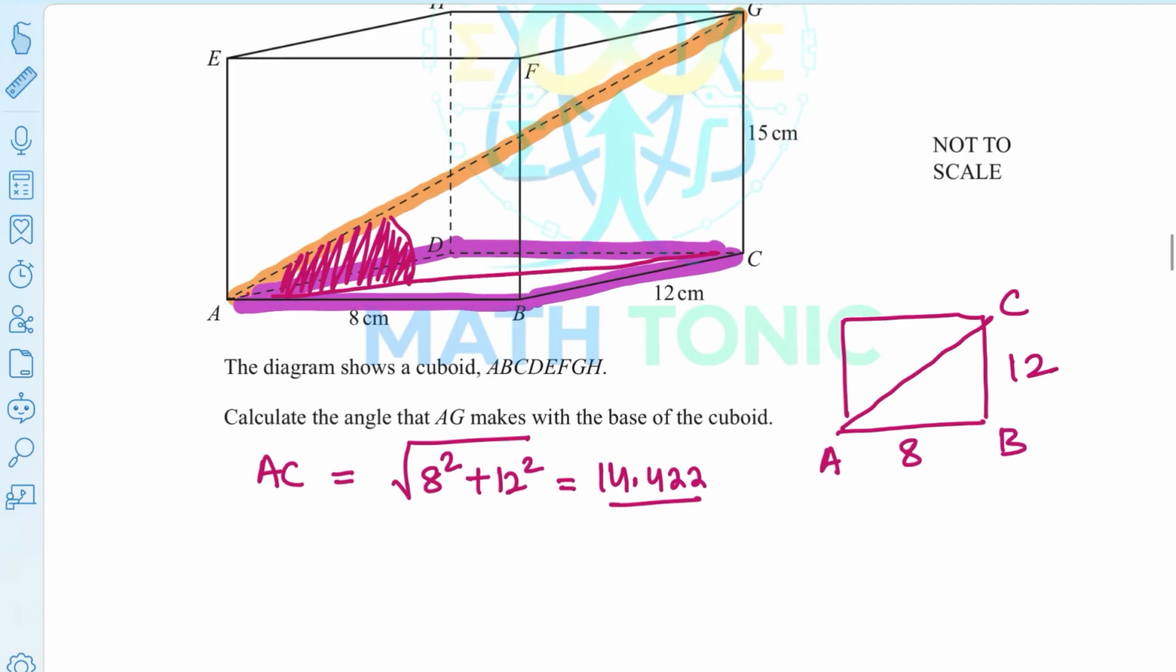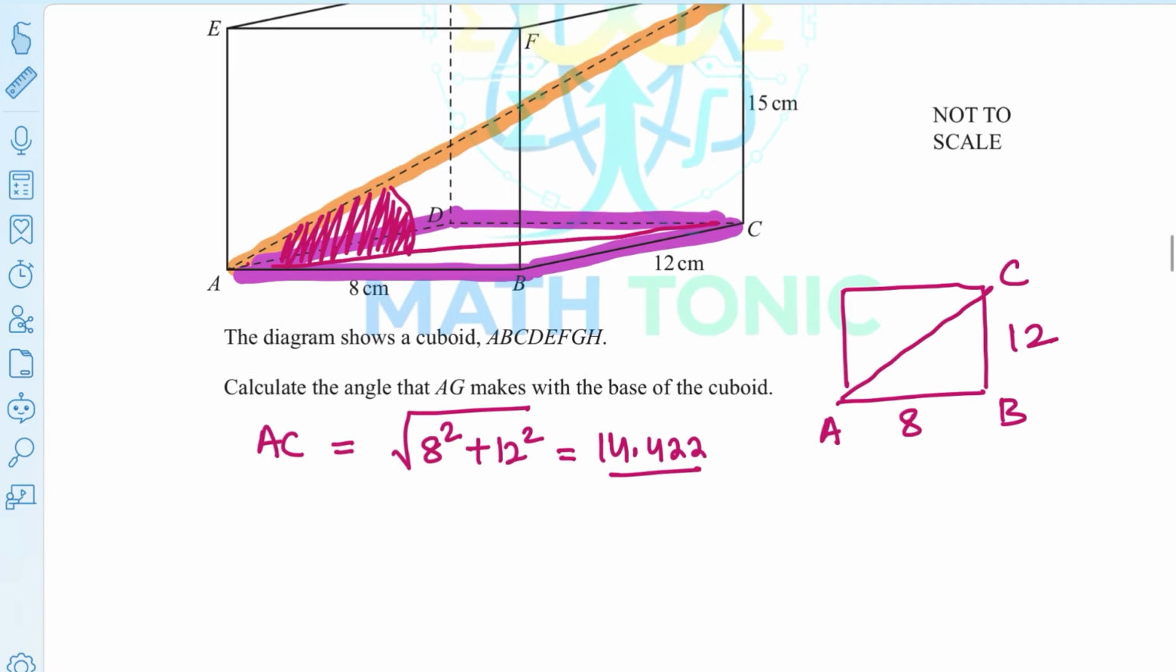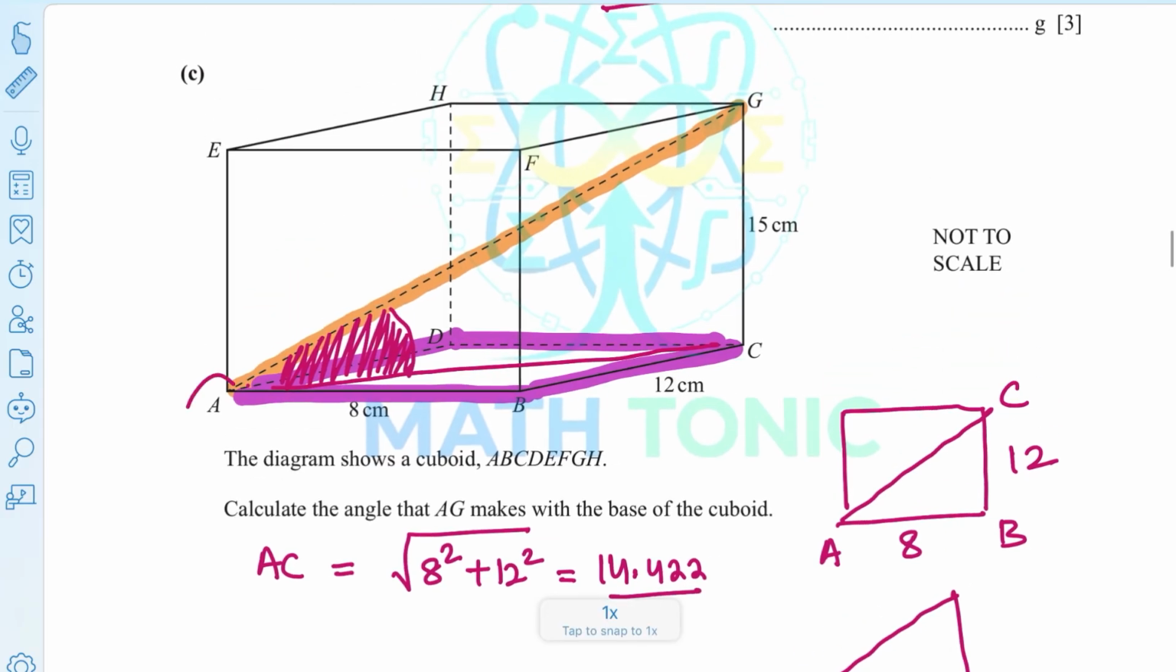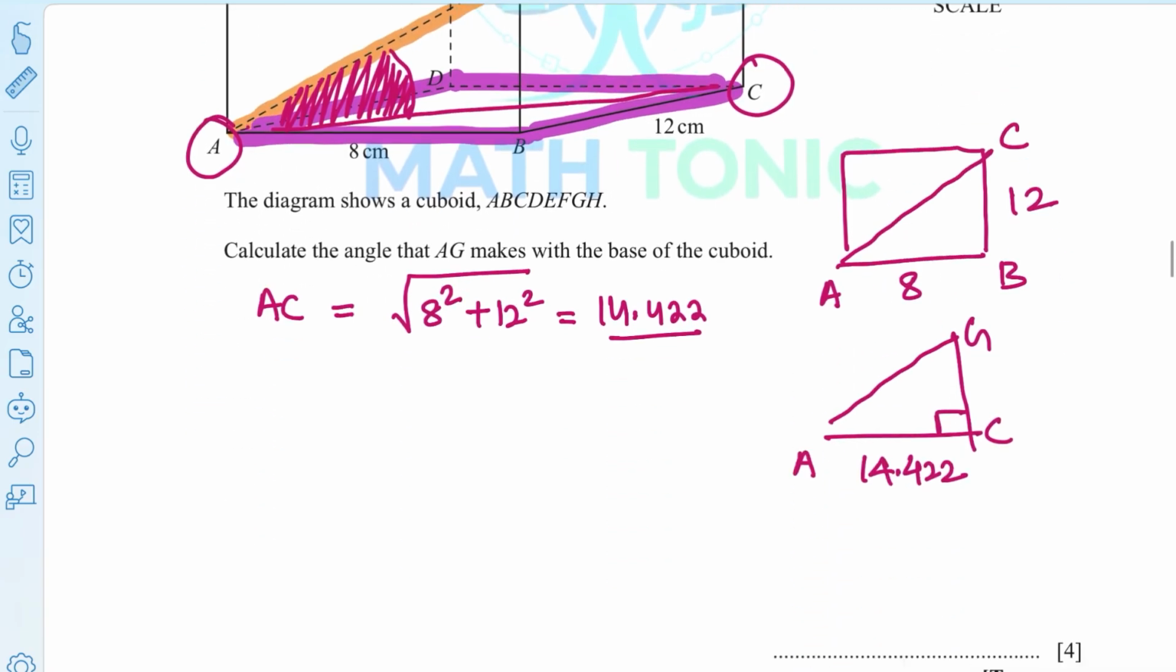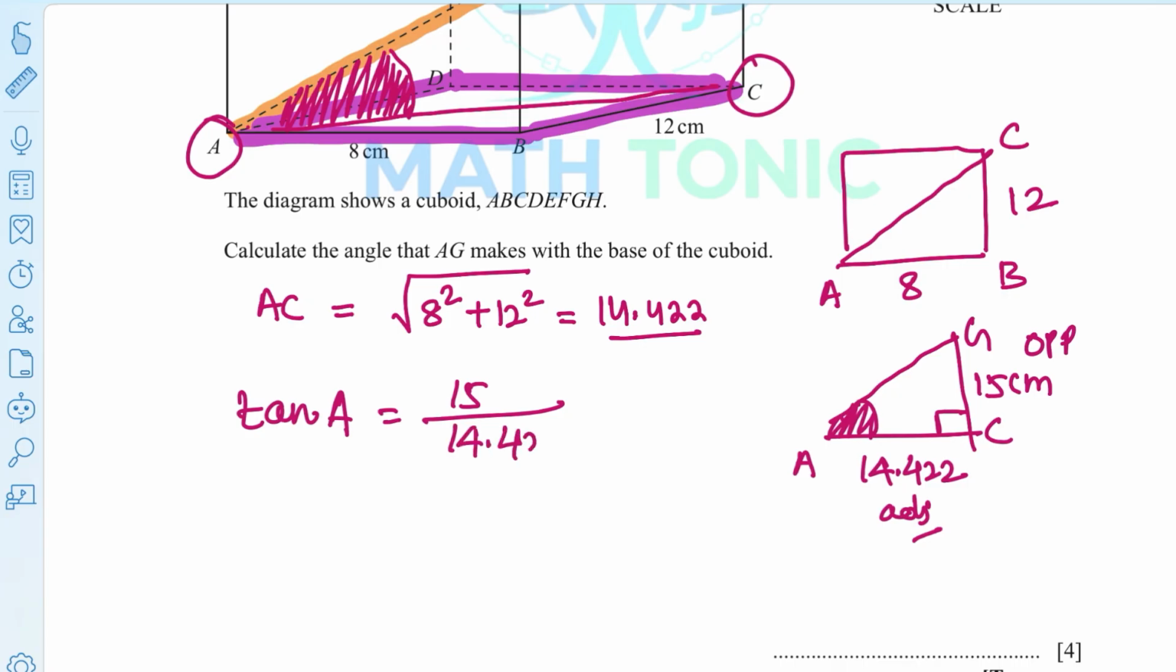We got this. Now let me draw this triangle again. This one is A, I'm talking about this one, okay? A, G and C. So A, G and C, this is 90 degrees. AC right now we got is 14.422 centimeters, and CG is given as 15 centimeters. The question is to find this angle. So this is known as opposite, this is adjacent. Opposite and adjacent deal with tan. So we can say tan of A equals opposite over adjacent, 15 over 14.422. So we can say A equals tan inverse.